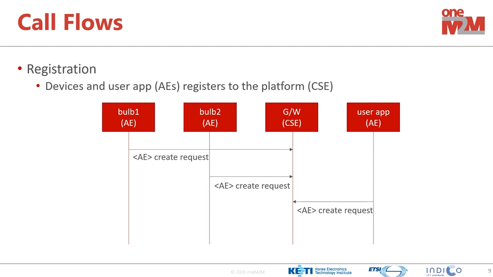So here's the call flow for the registration. From the other diagram we saw the icons, and in this picture they are the actors. Device 1 and 2 are the application entities, and there's the gateway platform and another application entity, which is basically the oneM2M user application. They are registering to the platform, and in API terms, that is the AE resource creation request.